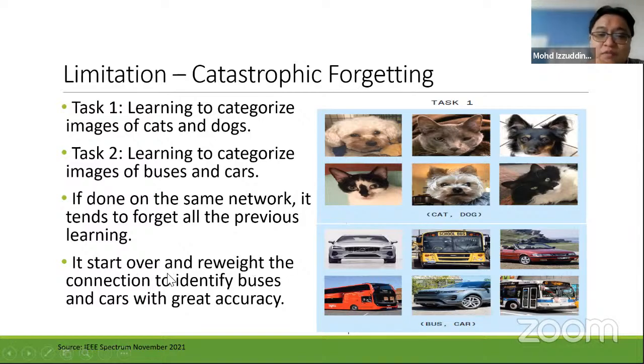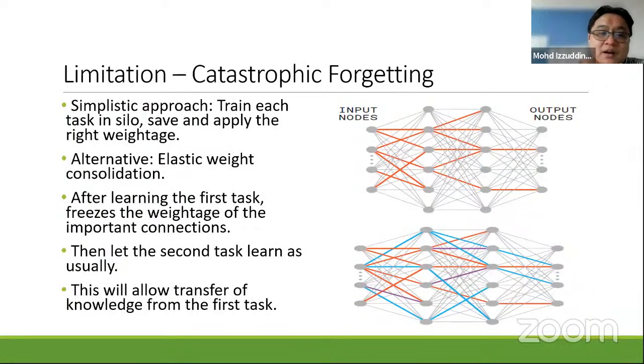So it will start over and it will reweight all the connections again. Okay, and then it will tend to identify bus and car with higher accuracy, but not cat and dog. It will forget everything about cat and dog. So if you wanted to classify that, then the accuracy will be very, very low. That is the problem with this neural network.